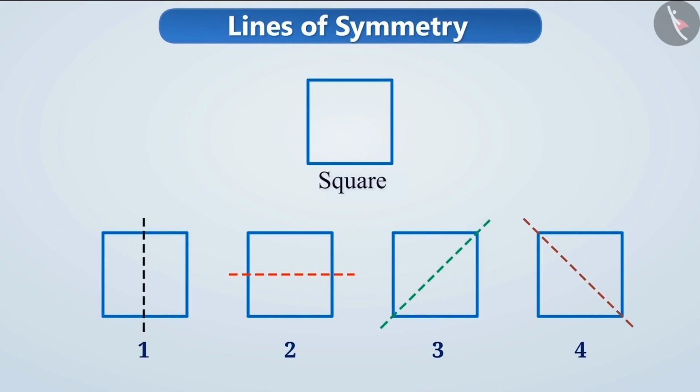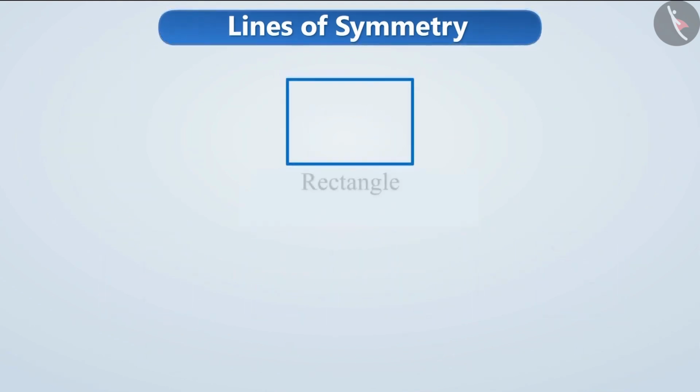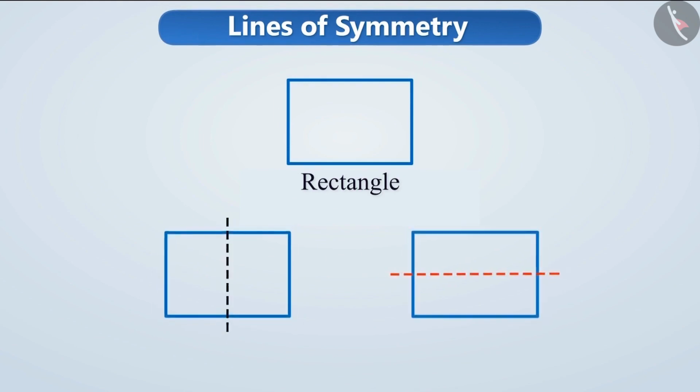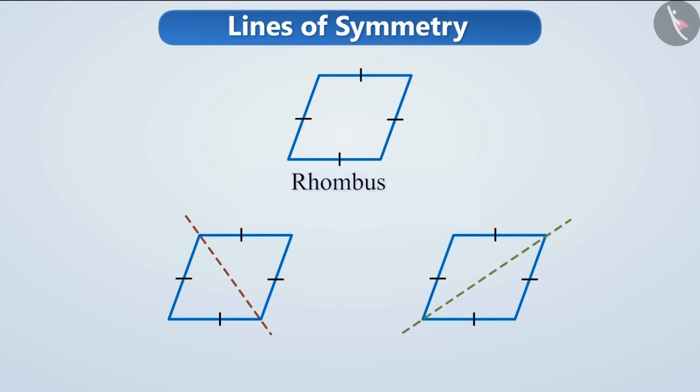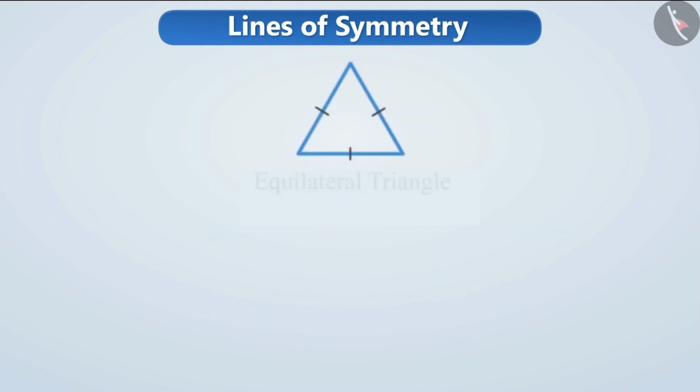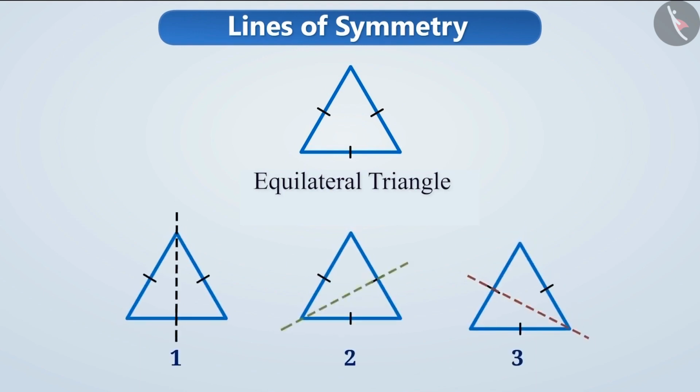Similarly, let's look at some other figures of geometry and find their number of lines of symmetry. Symmetry in a rectangle could be seen by folding it through these two lines. Hence, a rectangle has two lines of symmetry. If we look at a rhombus, then its symmetry could be seen by folding it through these two lines, and hence it has two lines of symmetry. Similarly, three lines of symmetry could be seen in an equilateral triangle.